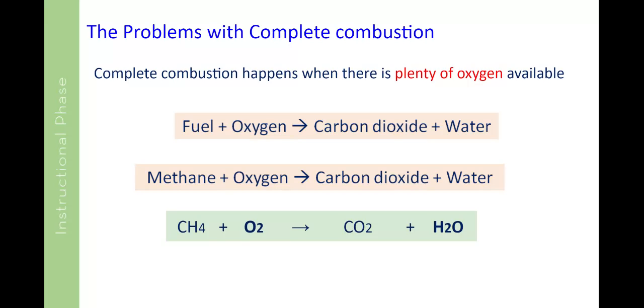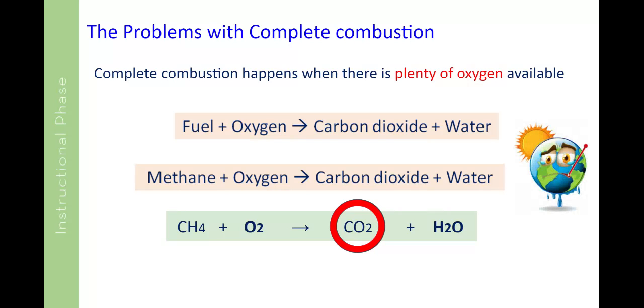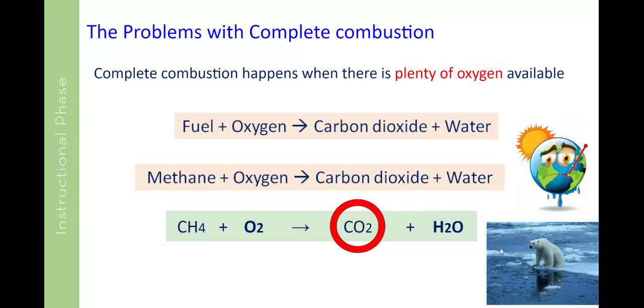Now the problem arises with this combustion because of the carbon dioxide being produced. Carbon dioxide is what we call a greenhouse gas. It causes global warming. It causes the average temperature of the Earth to rise. Now, if we're causing the average temperature of the Earth to rise, a problem that can be caused by that is melting ice caps and destruction of habitats.